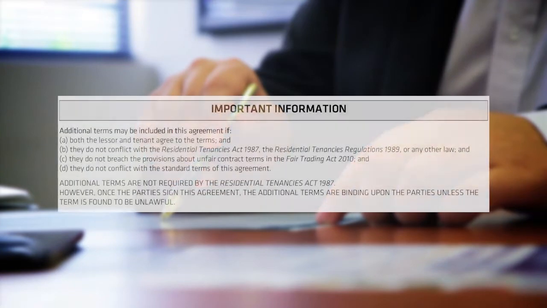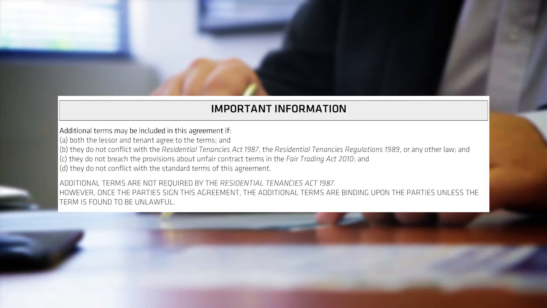Important information. Additional terms may be included in this agreement if both the lessor and tenant agree to the terms, and they do not conflict with the Residential Tenancies Act 1987, the Residential Tenancies Regulations 1989, or any other law, and they do not breach the provisions about unfair contract terms in the Fair Trading Act 2010, and they do not conflict with the standard terms of this agreement.